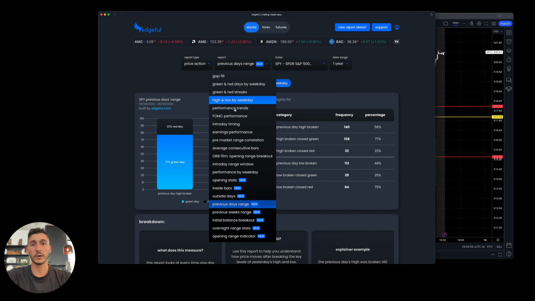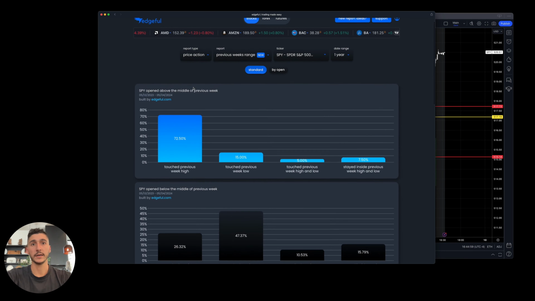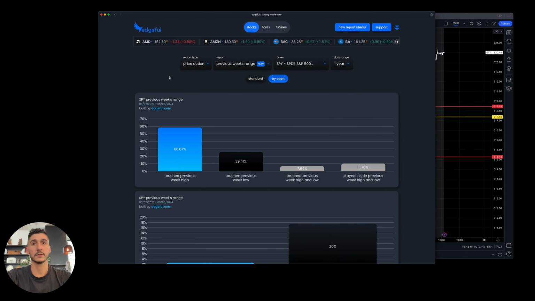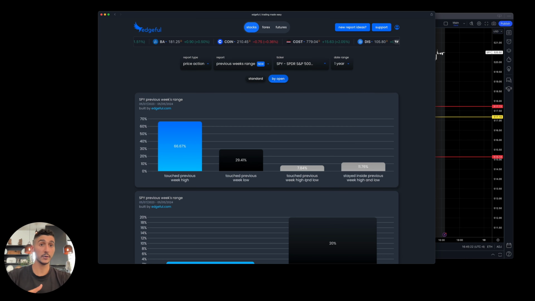The other one that I want to show you here, this is the last one that I'll show you, is how often do we touch the previous week's range, so the previous week's high and low. You can see that in the last year, we have touched the previous week's high 66 or almost 67% of the time. We have touched the previous week's low 29% of the time. But most importantly, we have touched both the previous week's high and the low less than 8% of the time.